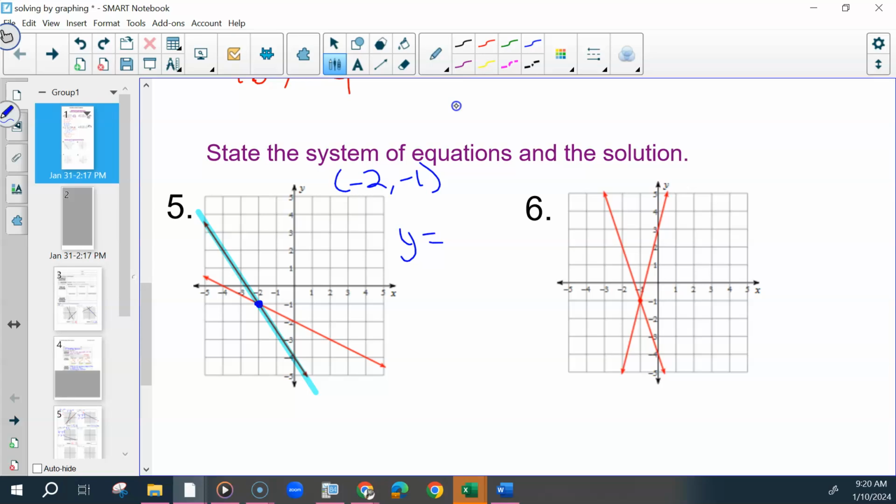Okay, we're looking for the slope though. -3 over 2. So if I go down 3 and to the right 2, I do end up at another point. And then the y-intercept is -4. So that would be stating that equation for the system. And then for the other one, what is the slope? -1/2.